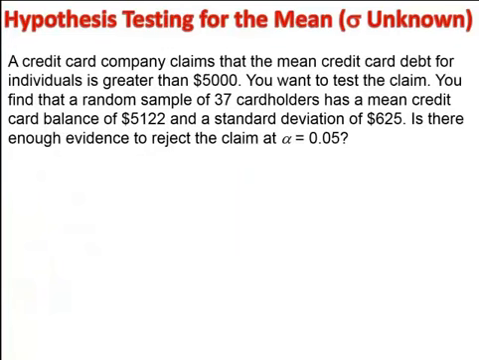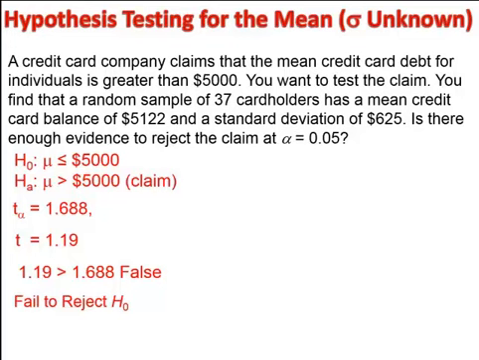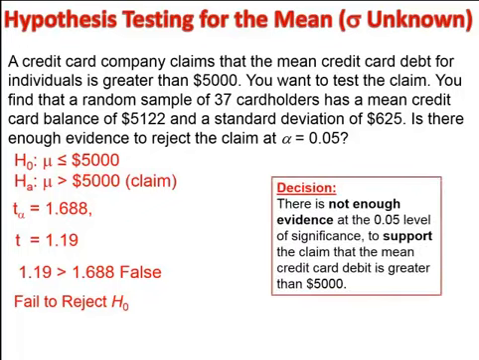Pause and try. So you should have come up with this hypothesis statement, the critical value, your test statistic, and you see that this statement is false, and because it's false, you fail to reject the null hypothesis. And now the claim is on the alternative, and we did not reject the null hypothesis, so there's not enough evidence to support the claim. So be careful when you're making that statement.